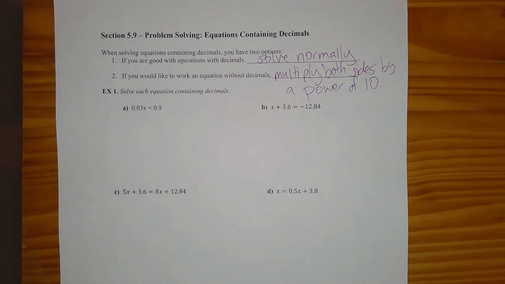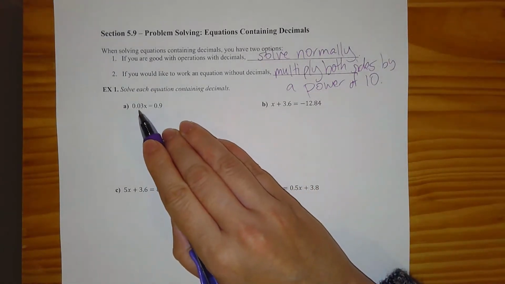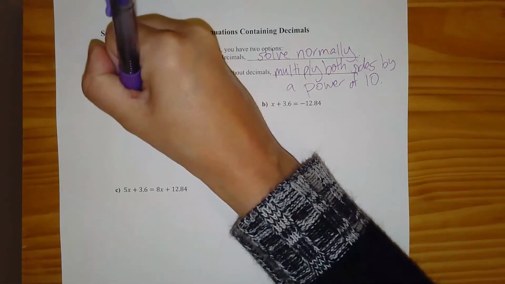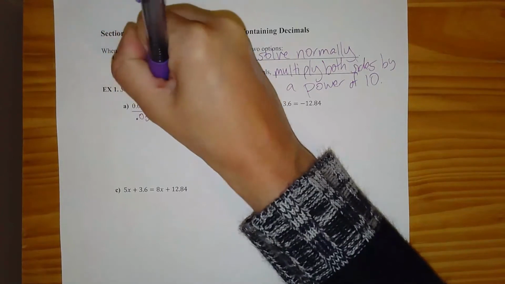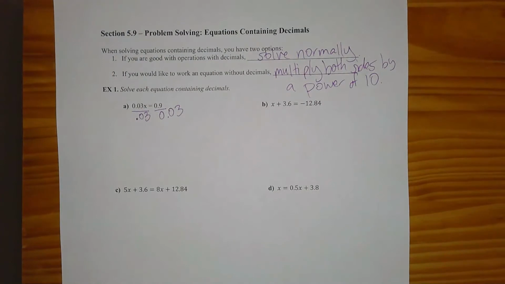So the first one I have in example A is 0.03x equals 0.9. So I would probably solve this one normally. I think x is multiplied by 0.03, so the opposite of multiplication would be division. So I'm going to divide both sides by 0.03. And you remember with solving equations, whatever you do to one side, you've got to do to both sides so that they stay in balance.